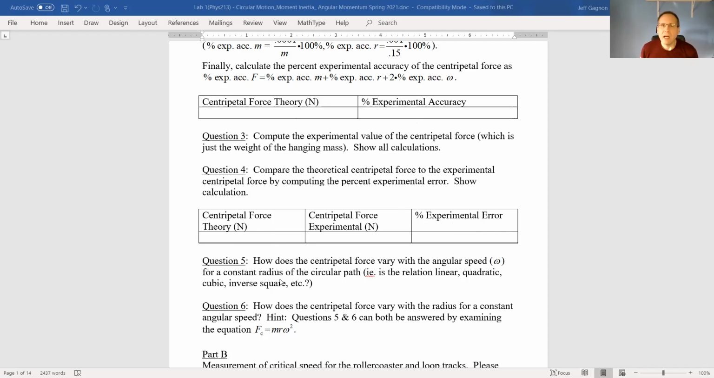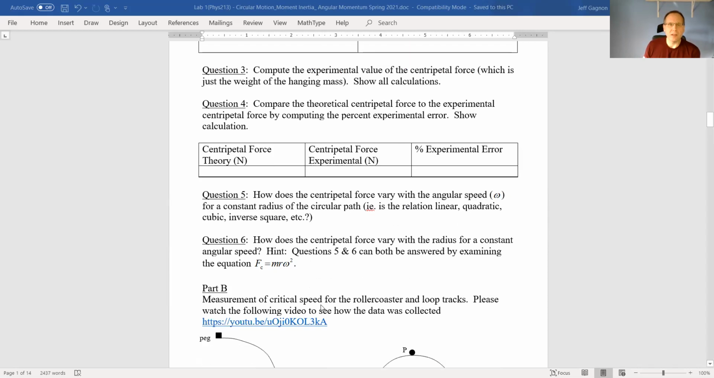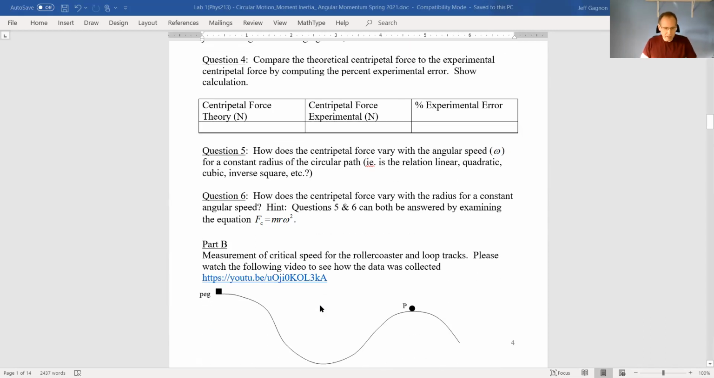Okay, question 5. How does the centripetal force vary with the angular speed for a constant radius of the circular path? I.e., is the relation linear, quadratic, cubic, inverse square, etc. So if you look at this equation, actually here, let me do this part on the iPad.